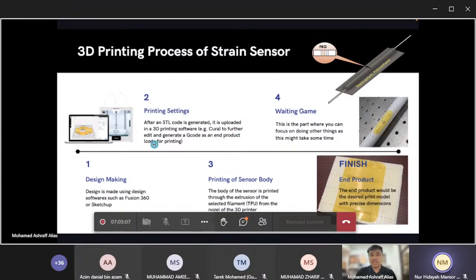What I meant by further edit is, let's say I'm using the thermoplastic polyurethane material, the printing temperature and the printing speed are different from other materials. So that is why we would need to further edit and generate a G code as the end product of the software. And then we would start printing the sensor body. Then you would just have to wait for a few minutes. For this design, it took me about 5 minutes to print. So it's kind of quick actually.